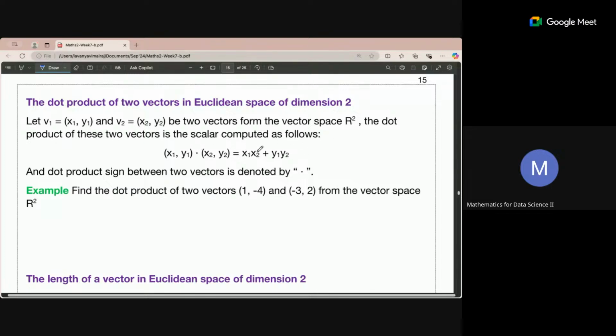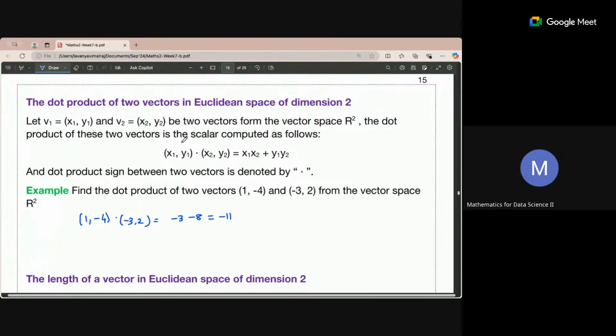How do we do the dot product? (x1, y1) dot (x2, y2) means x1 x2 plus y1 y2, right? This dot here is the dot product sign. For example, here you have (1, -4) dot product with (-3, 2). How do you do the dot product? -3 minus 8, not comma, minus 3 minus 8. So this is the answer, right? The dot product results in a scalar.